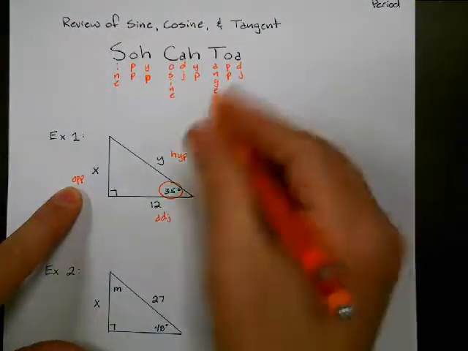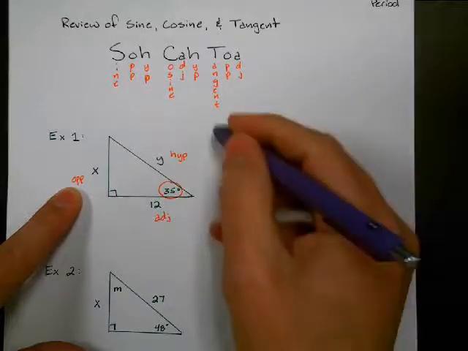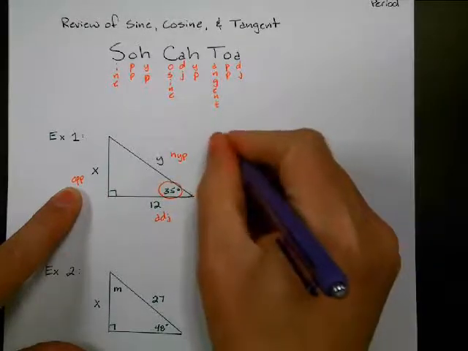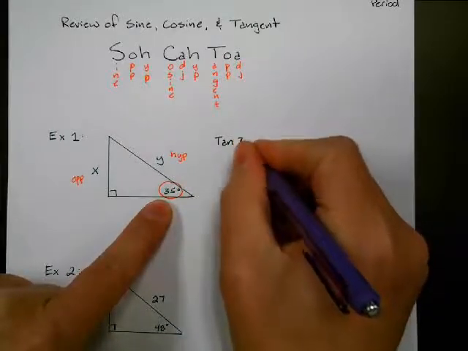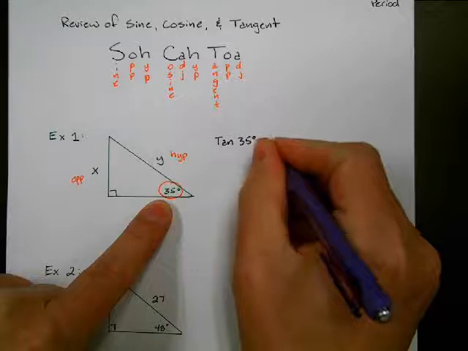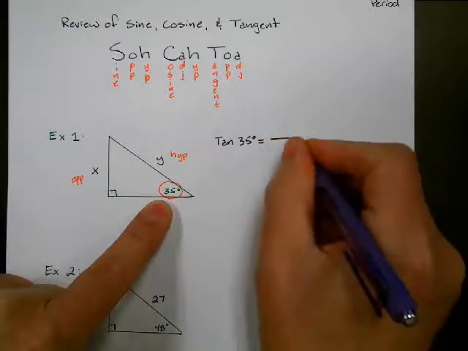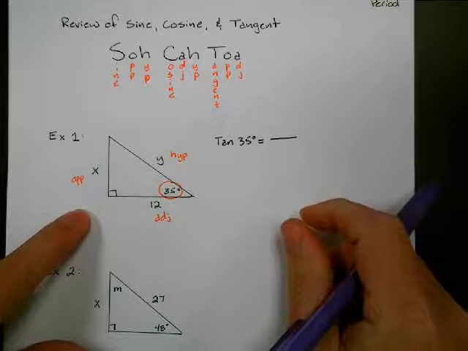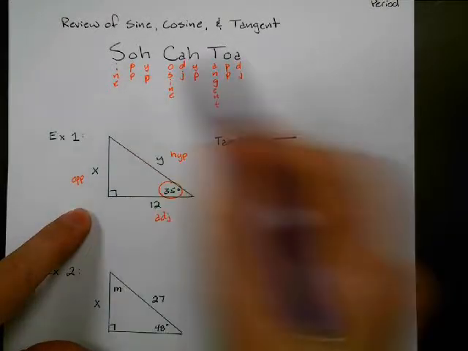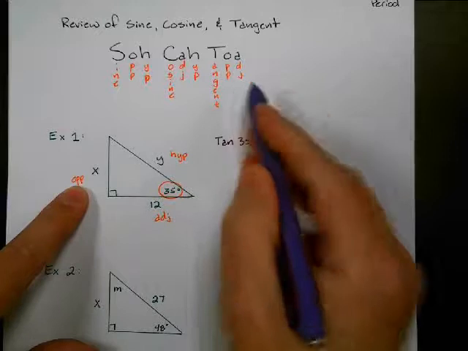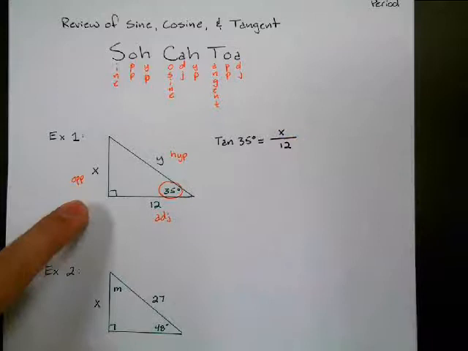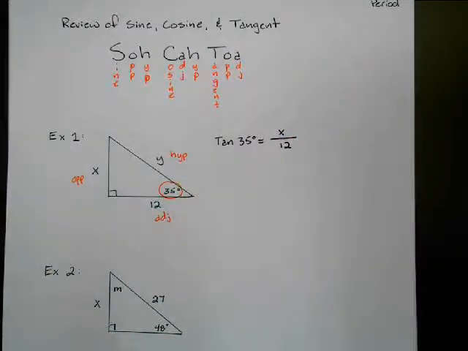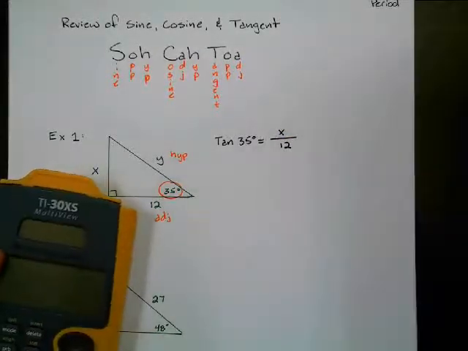So then I'll say, okay, the tangent, and remember we put our angle of reference, which is 35 degrees, equals, and now we do our ratio. So it's opposite over adjacent, so x over 12. At this point, I want to get x by itself. So it looks like I should probably multiply both sides by 12.